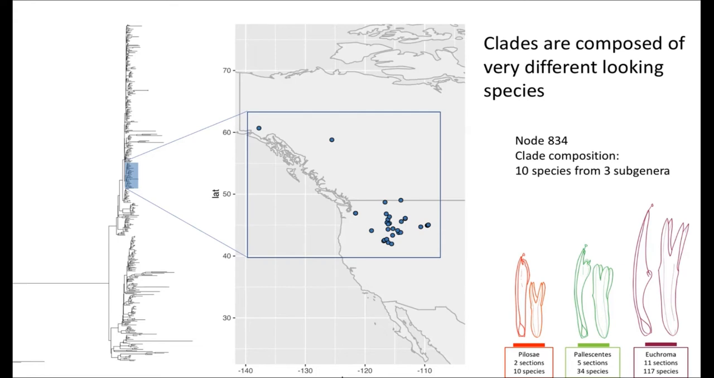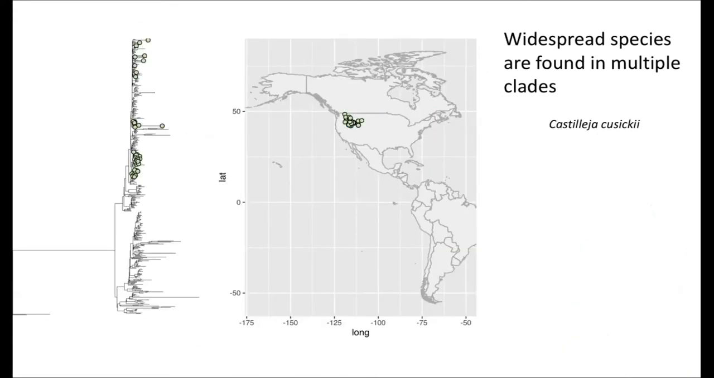The next question that this calls to my mind is, well, what's happening with our taxonomy? What does our taxonomy look like in this framework? Basically it's all over the place. So as an example, here's one of our widespread species. This is Castilleja kusikii, that's widespread in the Pacific Northwest, and it's equally widely dispersed across that northern clade.